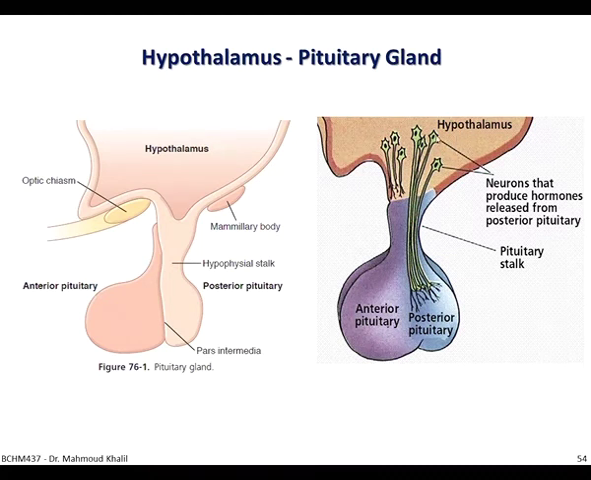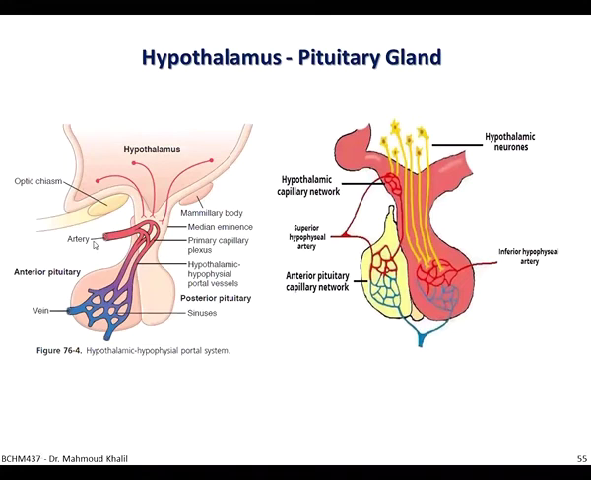So the hypothalamus synthesizes the hormone inside its cell body, and this hormone is moved through the axons until reaching the posterior pituitary gland, where it is released. So actually, the posterior pituitary gland doesn't do a lot in the production of the hormone.